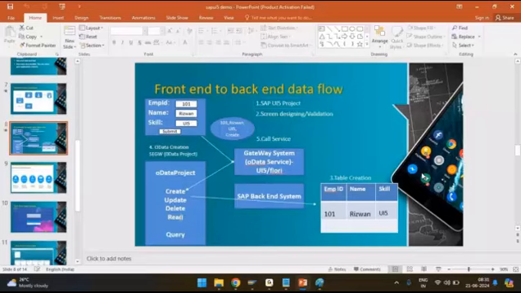Right. So now I hope you got an understanding of what an OData service is. Now let's go and create our OData project.